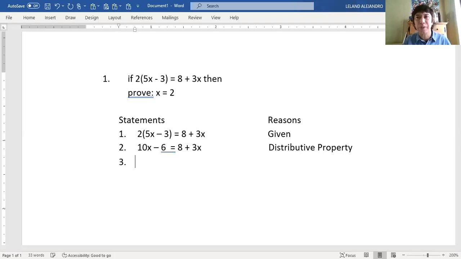There, those are the statements and reasons for the first and second lines of our solution. This is how to prove it. And then it continues to the next line. Now, our objective here, or our plan, is to come up with the solution and see and find out if it will give us x equals 2.